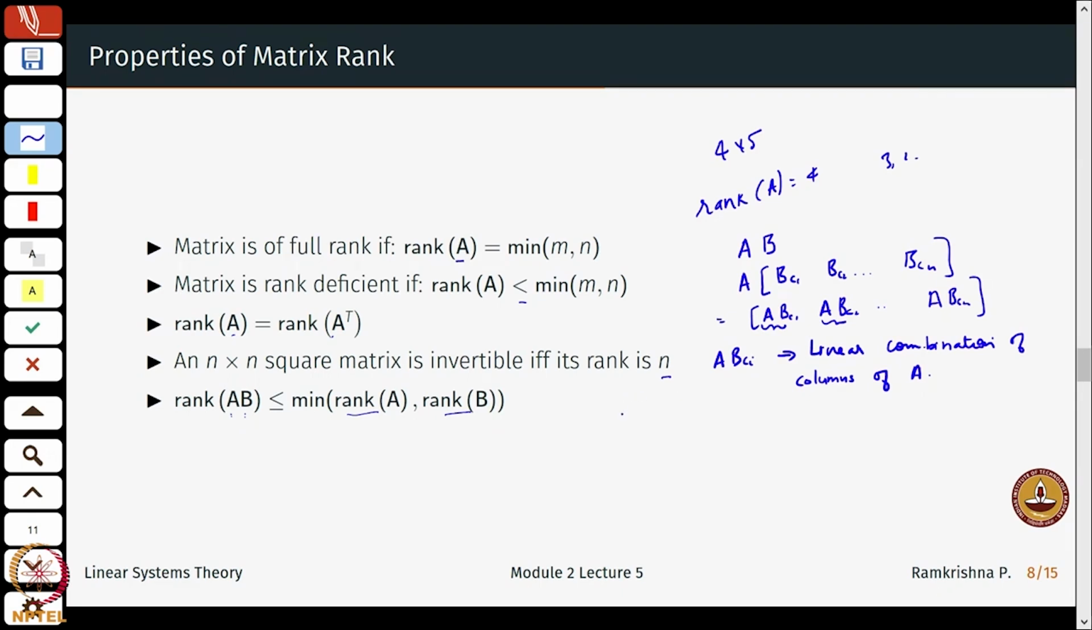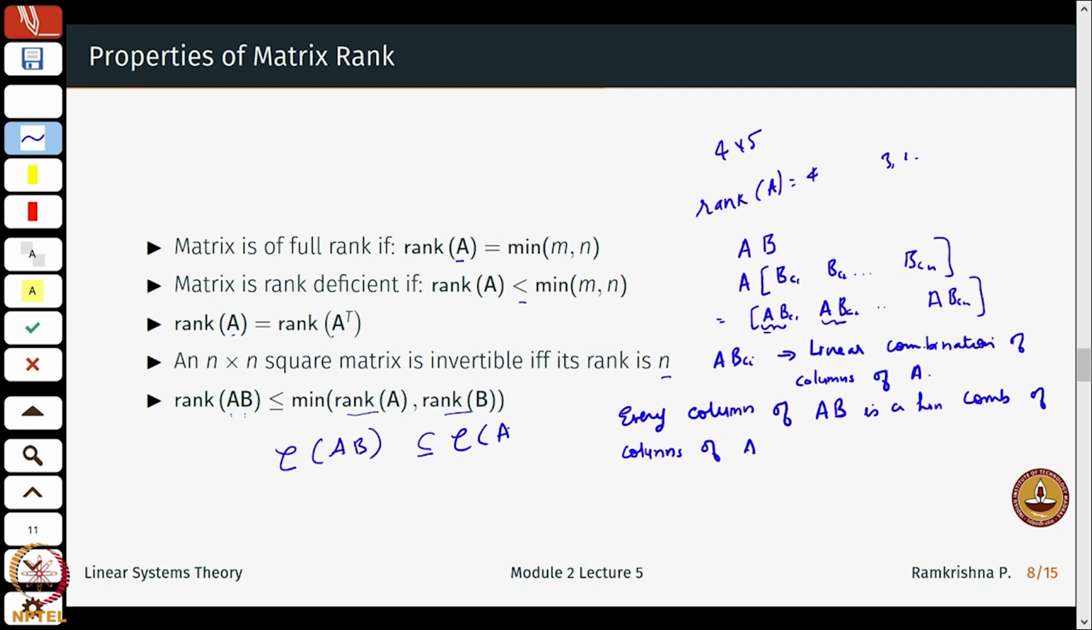And therefore, every column of AB is a linear combination of columns of A. Now, if you follow the basic definitions, the column space of A times B will be contained in the column space of A. And this implies, if I look at the rank of A times B, it will be less than or equal to the rank of A.